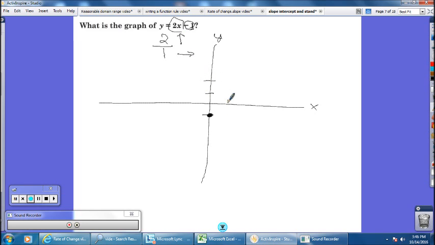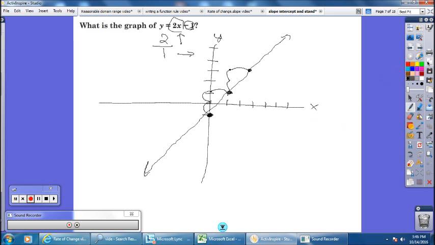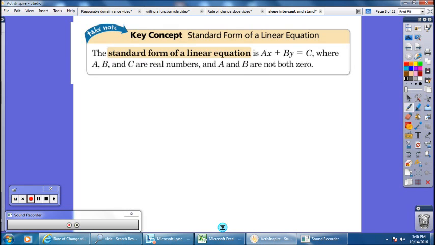So, I'm going to rise up 2. 1, 2. And then I'm going to run 1. I'm going to rise up 1, 2, and run 1. And you're going to keep doing that and then there's your line. Easy breezy. Standard form.